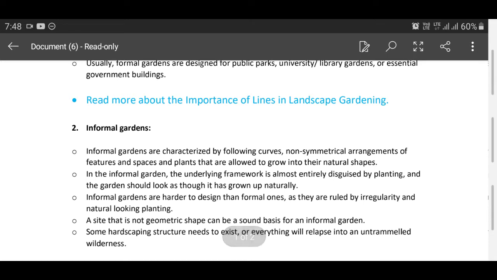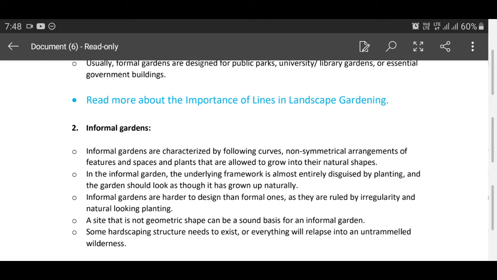Second type of garden is informal gardens. Informal gardens are characterized by flowing curves, non-symmetrical arrangements of features and spaces, and plants that are allowed to grow into their natural shapes. In the informal garden, the underlying framework is almost entirely disguised by planting, and the garden should look as though it has grown up naturally.